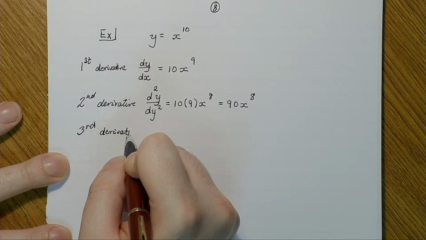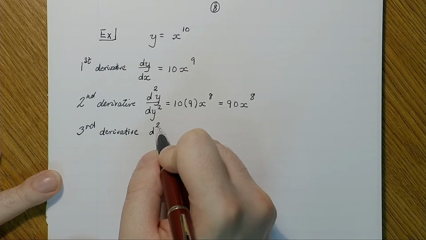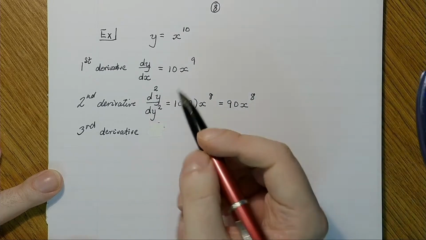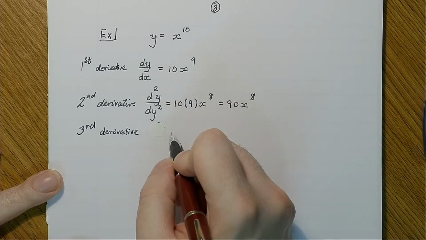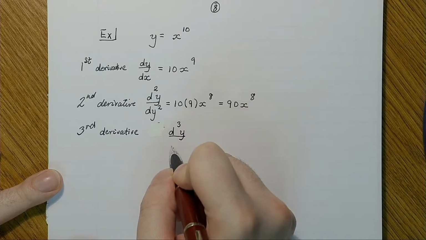Here's the third derivative. Whoa, hang on to your hats. There we go. d cubed y by dx cubed.